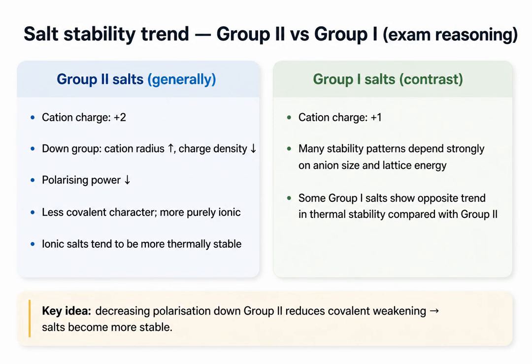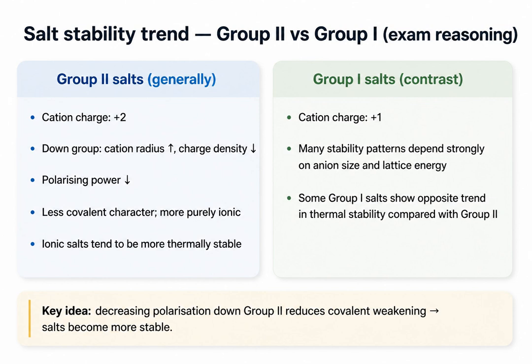Why do many Group 2 salts become more stable down the group? A big part of the explanation is polarization. Group 2 cations are +2, so small ones like beryllium and magnesium have high charge density and polarizing power, which increases covalent character in compounds and can reduce thermal stability for certain salts. As you go down the group, the cations get larger, charge density drops, polarizing power decreases, and bonding becomes more purely ionic. More ionic lattices are often more thermally stable.